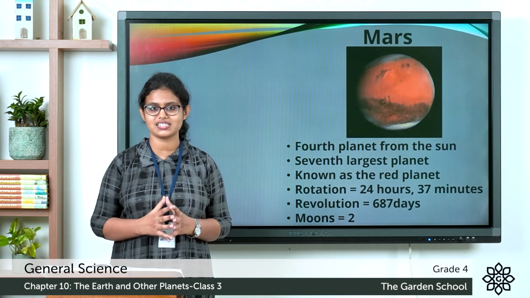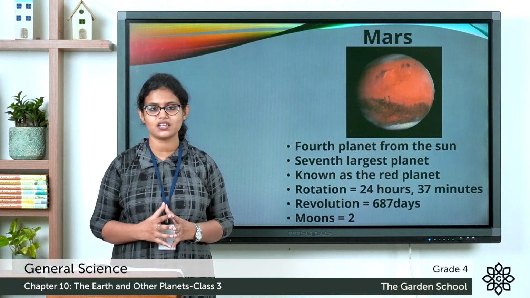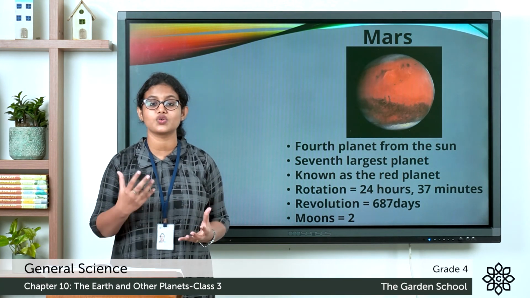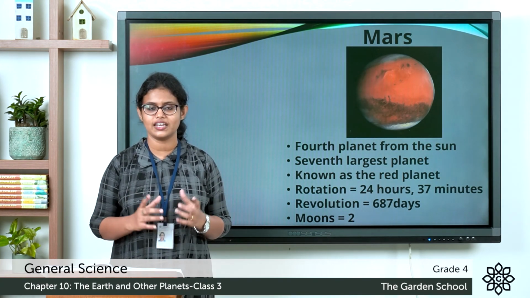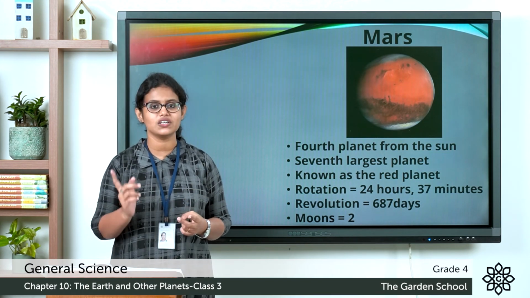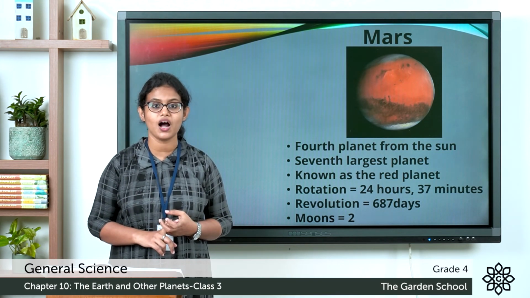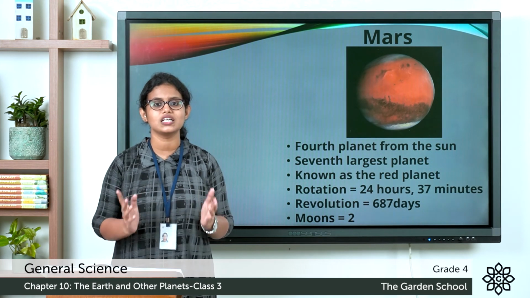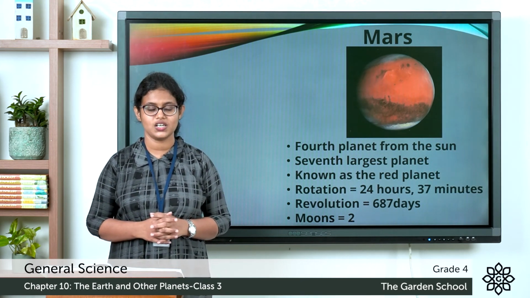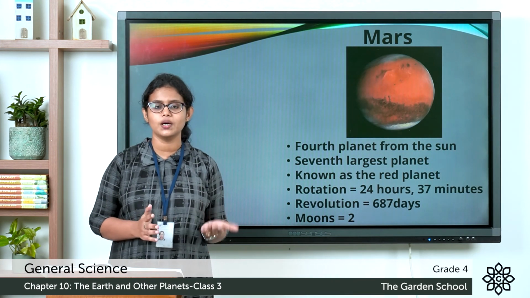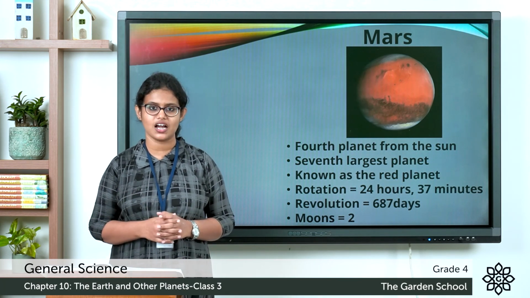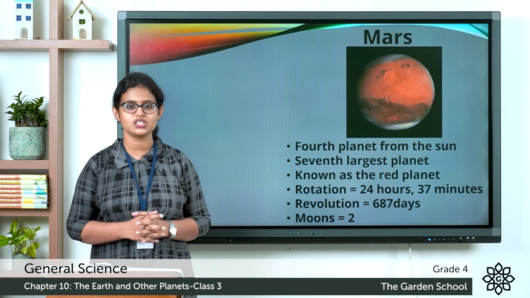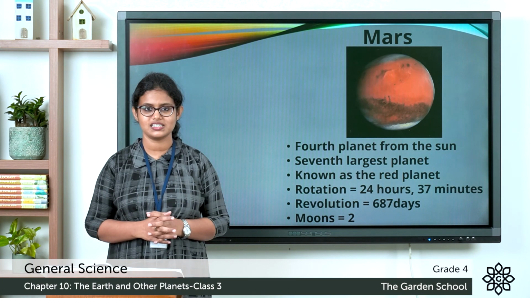What about Mars? It is known as the red planet because it appears red in color. Earth has 1 moon revolving around it. What about Mars? It has 2 moons revolving around it. Venus is also called the morning and evening star. So this is about the inner planets.